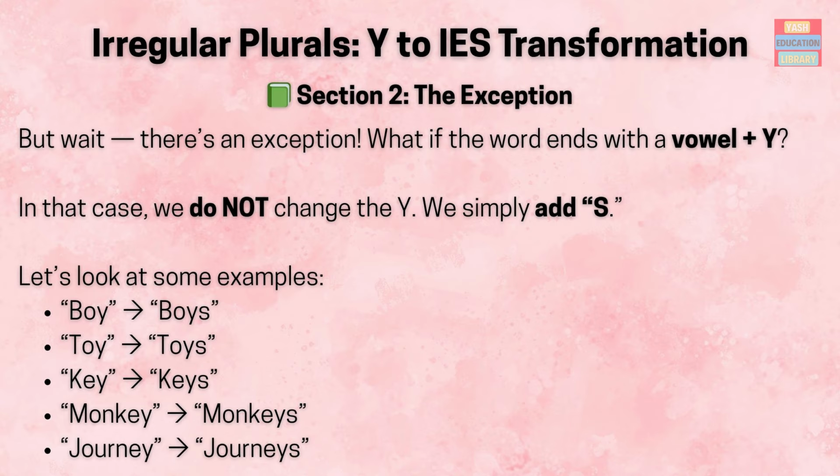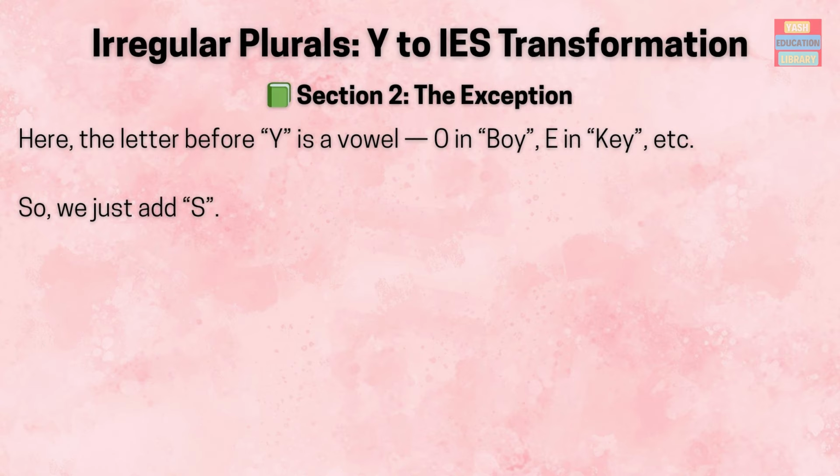Boy, boys, toy, toys, key, keys, monkey, monkeys, journey, journeys. Here the letter before Y is a vowel, O in boy, E in key, etc. So we just add S.